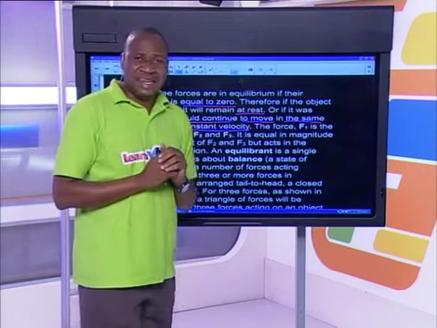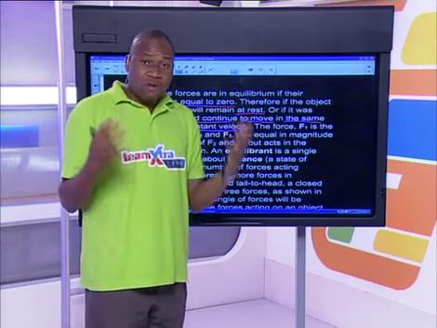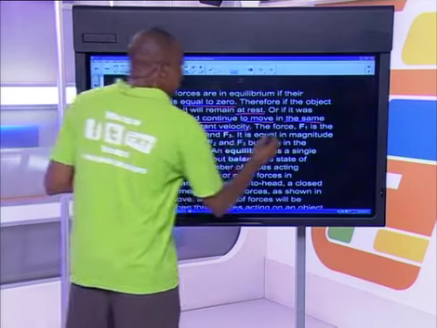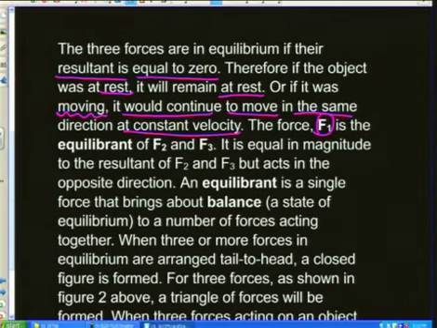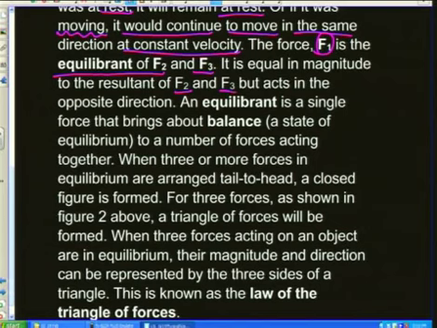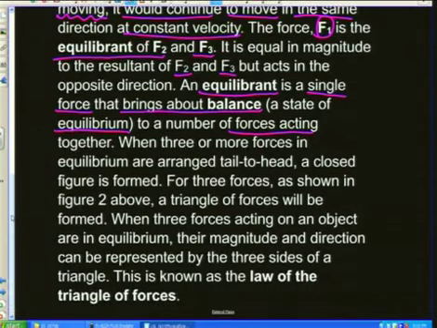Now, when I put this statement like that, I want you to think ahead of what we're still going to do. Newton's first law of motion definitely brings this out for you clearly. The force F1 is therefore the equilibrium of F2 and F3. It is equal in magnitude to the resultant of F2 and F3, but it acts in the opposite direction. An equilibrium is therefore a single force that brings about balance or a state of equilibrium to a number of forces acting together.